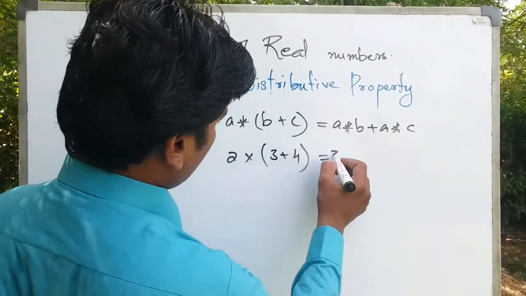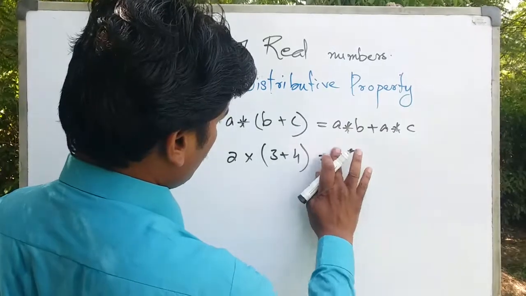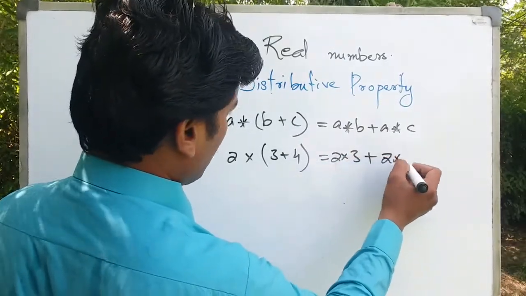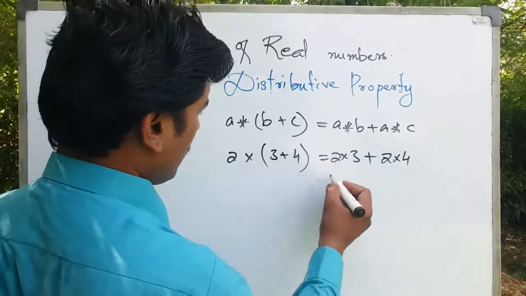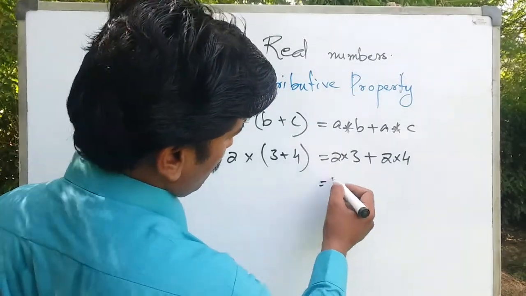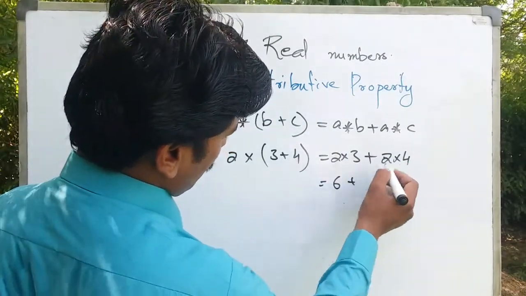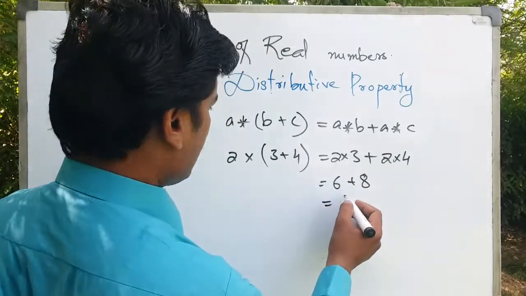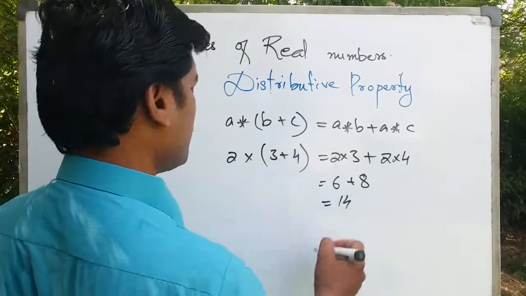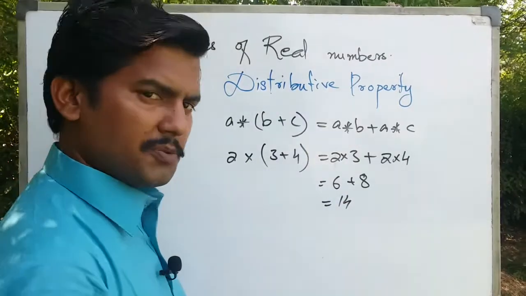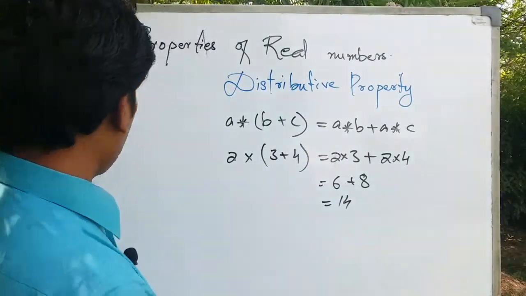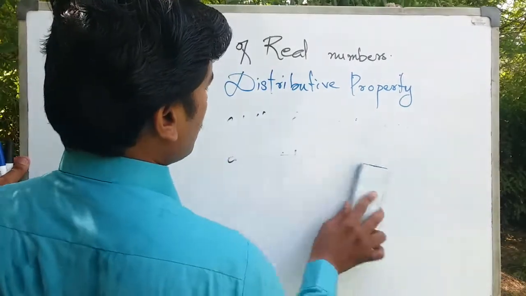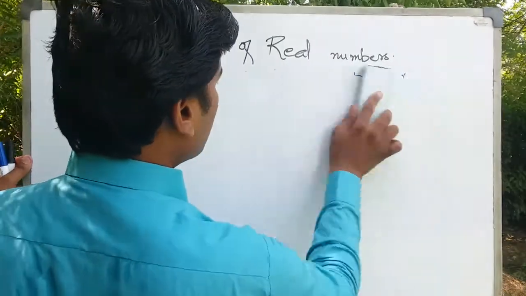Here 2 will be multiplied with 3, plus 2 will be multiplied with 4 as well. Now we will solve it. 2 into 3 is 6, 2 into 4 is 8, 8 plus 6, the answer is 14. So this was our distributive property. And now we will discuss 2 other properties.